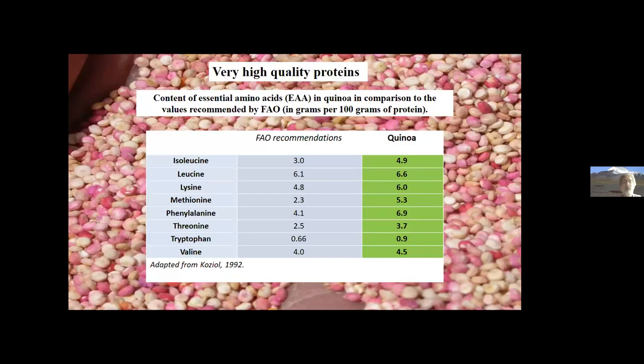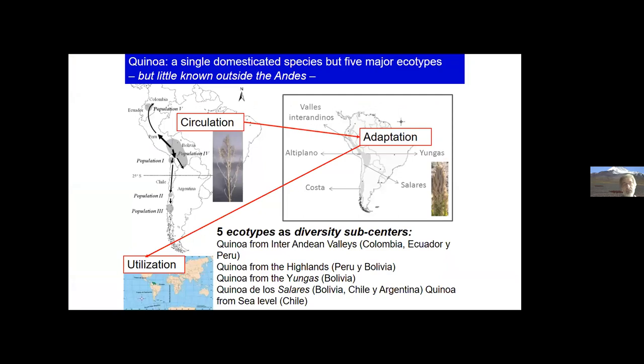Quinoa is known today for its important balance of all essential amino acids that cover all the requirements of FAO. The importance of Chenopodium quinoa lies in its adaptation to the different ecosystems of South America with human migration. Today we have five major ecotypes adapted to different ecosystem conditions from sea level to more than 3,500 meters above sea level. And from this adaptation, quinoa is now used everywhere on the planet by consumers.